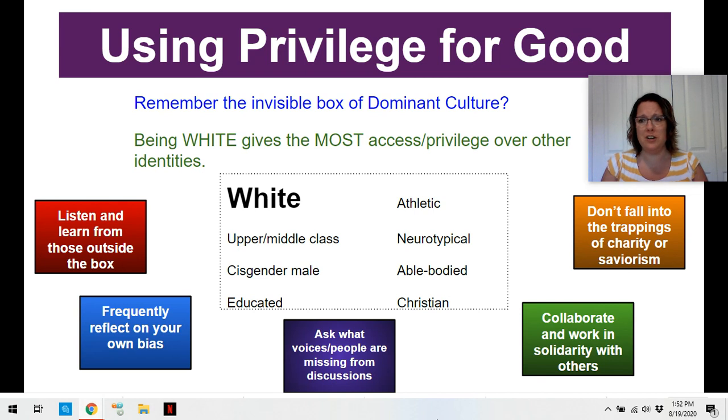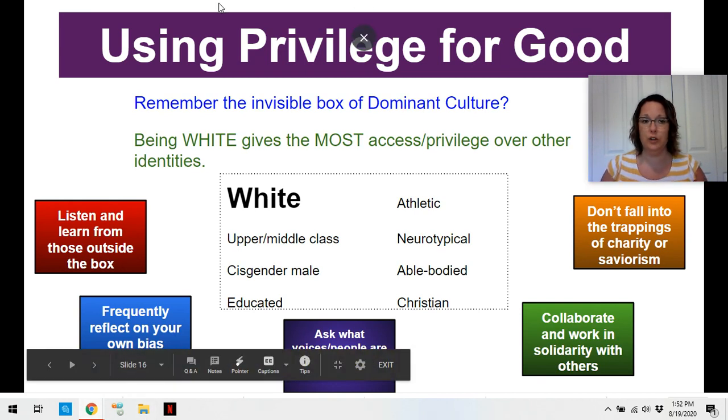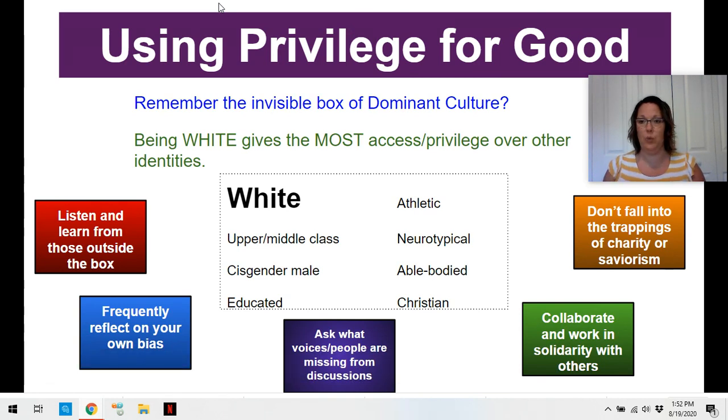Those are the kind of barriers that our students of color deal with. And so we need to be sure that we recognize that and we listen and we learn. So the things that I have on here are that we need to listen and learn from people who are not in this box, especially non-whites.